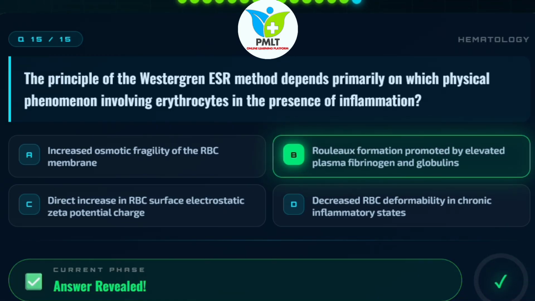Correct answer is B. Rouleaux formation promoted by elevated plasma fibrinogen and globulins. ESR measures RBC sedimentation rate. Elevated acute phase proteins, fibrinogen and globulins, reduce RBC surface negative charge or zeta potential, decreasing intercellular repulsion and promoting rouleaux formation. Stacked RBCs have greater mass and settle faster than individual cells.